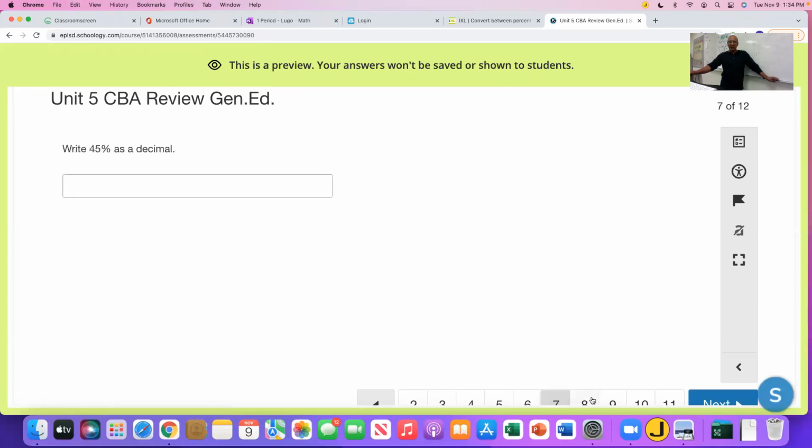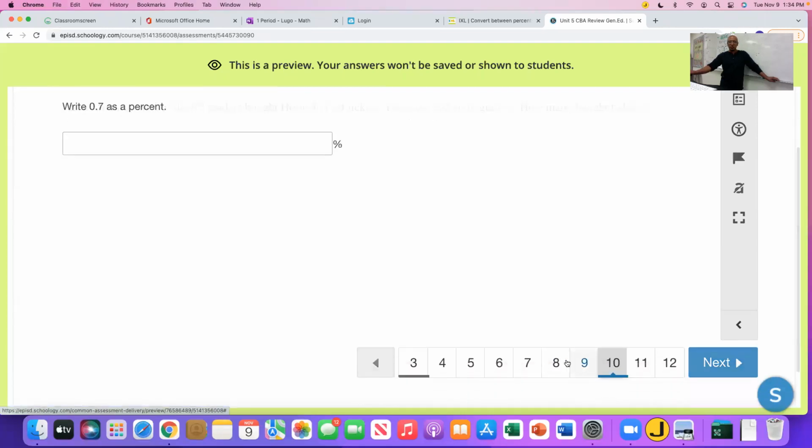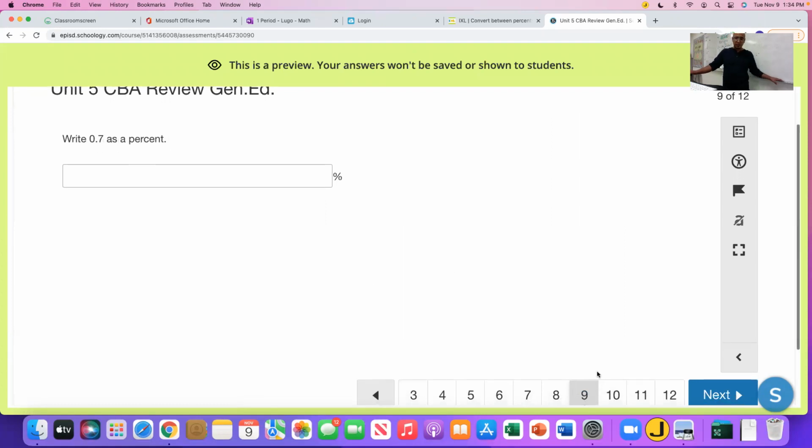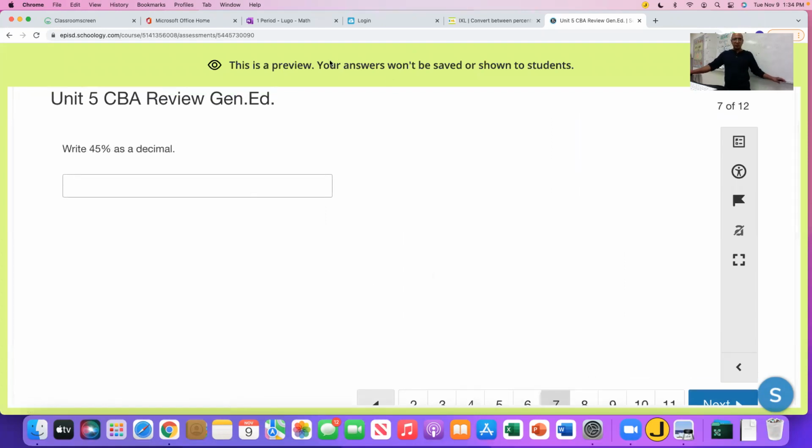Number 7, 8, and 9 are all using Dr. Pepper. So for example, remember that you can always go from a decimal to a percent or a percent to a decimal using this method. So for example, we have 45%. We want to change this from a percent to a decimal. So meaning I'm going to move the decimal to the left 2 times. It's always 2 times. Even if it doesn't have 2 digits, it's always 2 times.